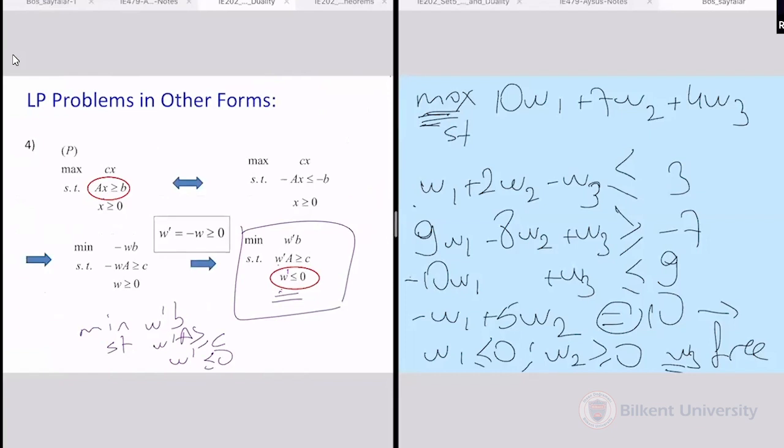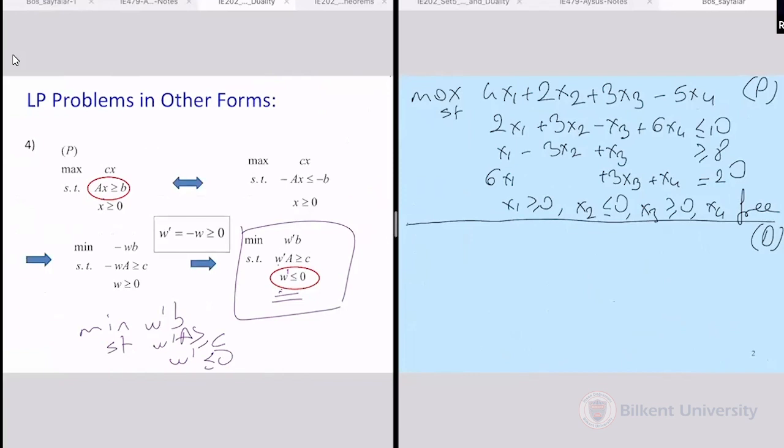Okay. Now, let's take the dual of this. I'll wait for one minute again. And I'm asking you, for example, how many dual variables are there? Somebody write it in the chat room.